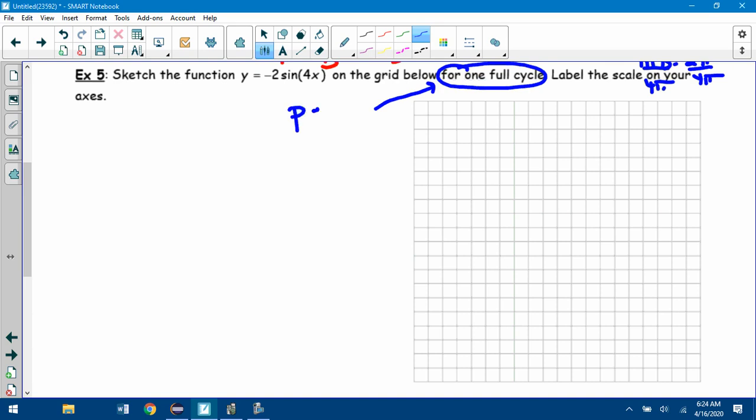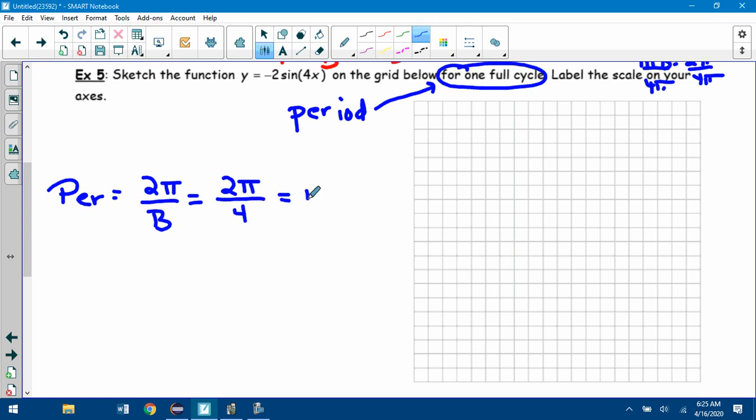Period. So we have to figure out what is one full cycle. So period, how do I find that? From an equation, it's 2 pi over b. So this would be 2 pi over, what's b? 4. So pi over 2.